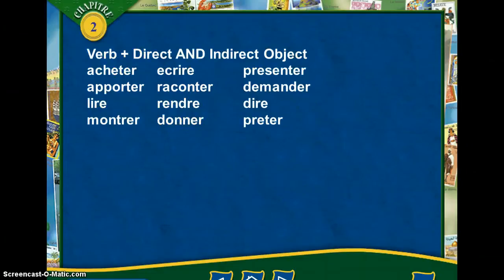Here is the list of verbs that will take either a direct or an indirect object. I also see that we've got quite a few of them here that are missing accents, at least one I see. So sorry about that, but we'll go over them in class.